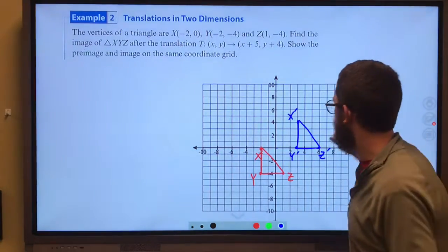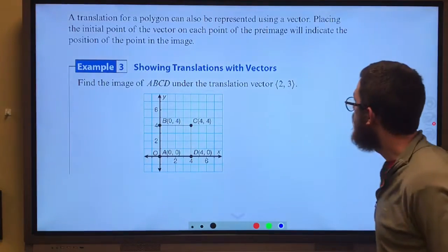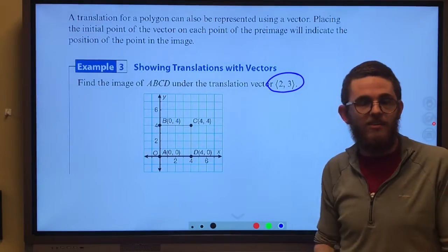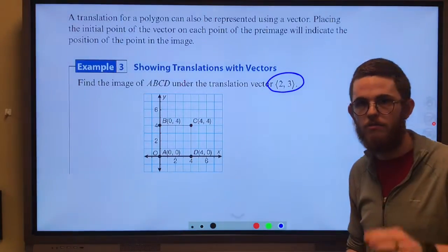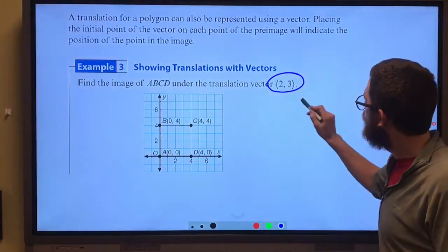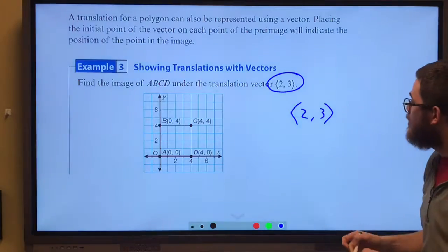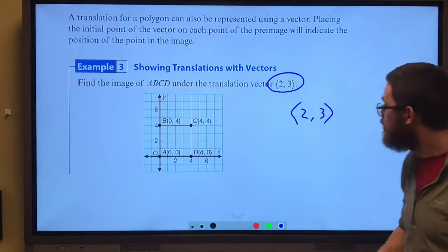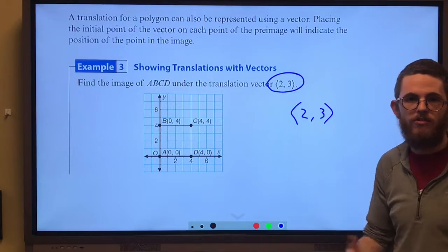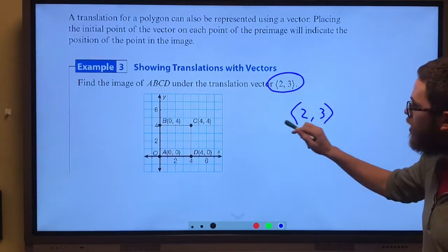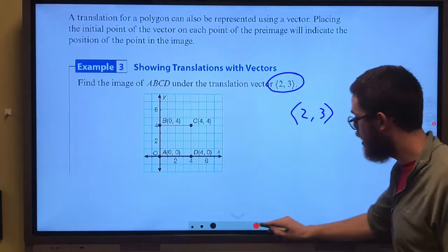Using our mapping notation. We can also translate using a vector. Now, a vector shows distance and direction. So this is very similar to the mapping notation. That's 2, 3. The first value is letting us know how much we should add to the x coordinates. The second value is letting us know how much we should add to the y coordinates. They're both positive, so we're adding positive values to each of these. So all of our x coordinates are going to increase by 2. All of our y coordinates are going to increase by 3.